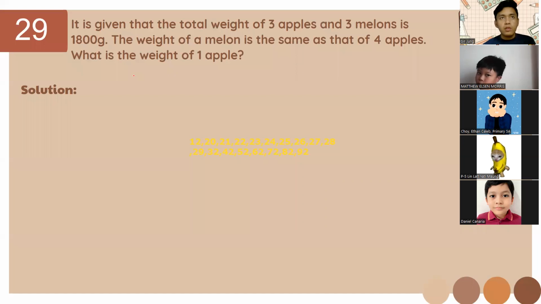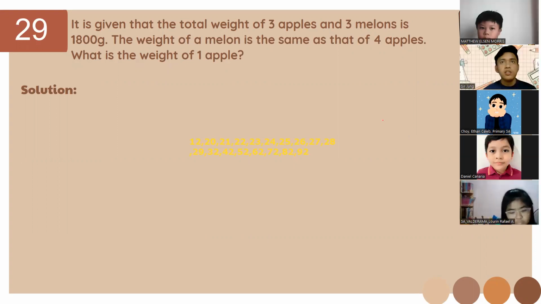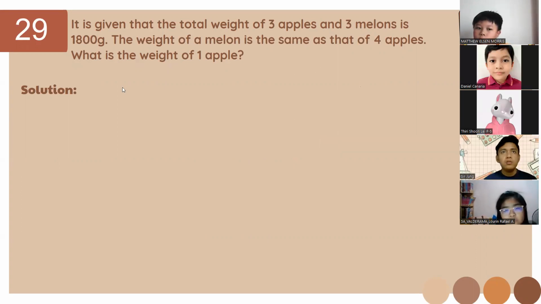Sorry. It is given that the total weight of 3 apples and 3 melons is 1,800 grams. The weight of a melon is the same as that of 4 apples. What is the weight of 1 apple?